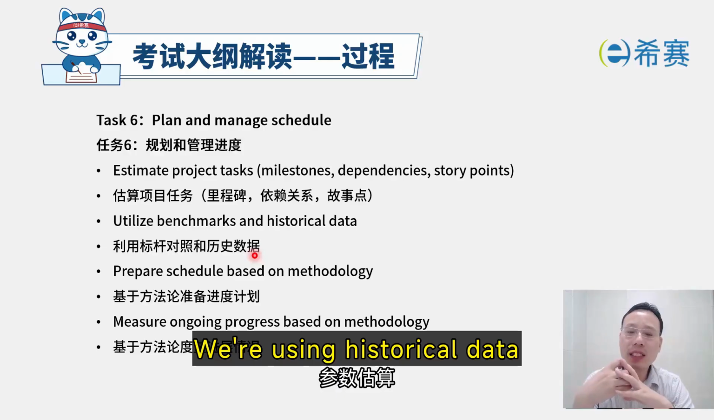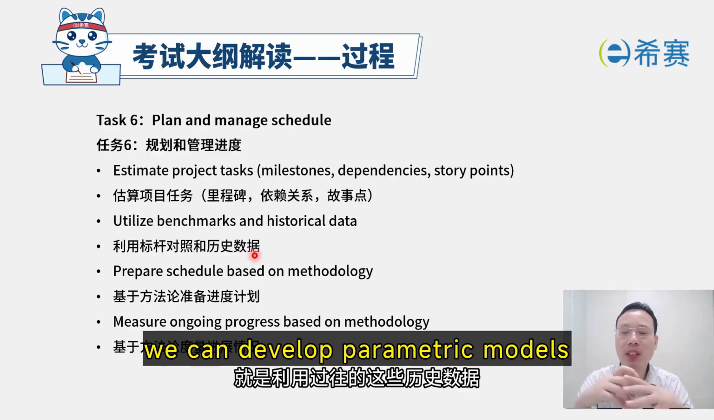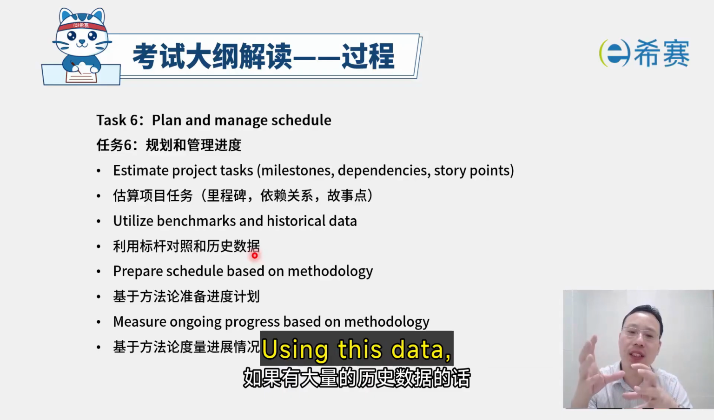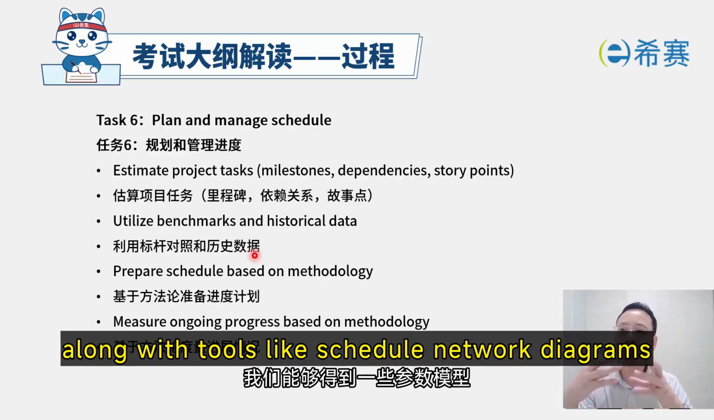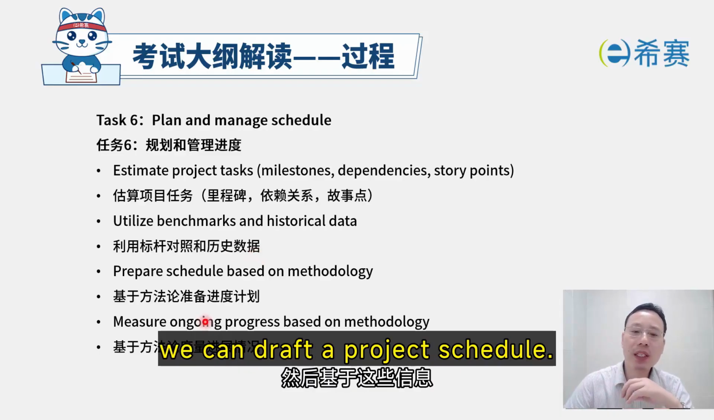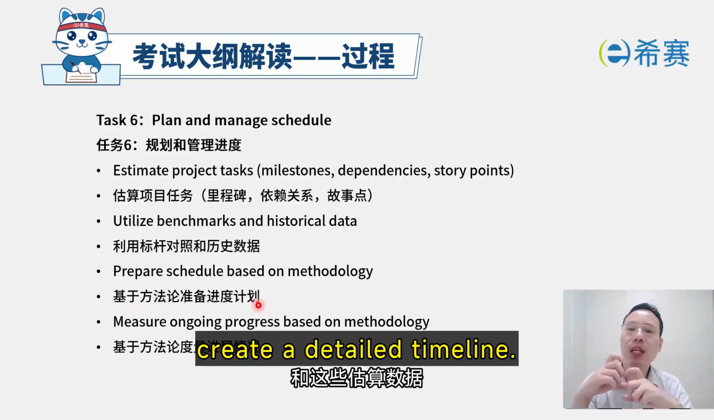You see, we're using historical data to make comparative estimates. With a wealth of historical data, we can develop parametric models for making estimates. Using this data, along with tools like schedule network diagrams and estimation results, we can draft a project schedule. This methodical approach helps us create a detailed timeline.